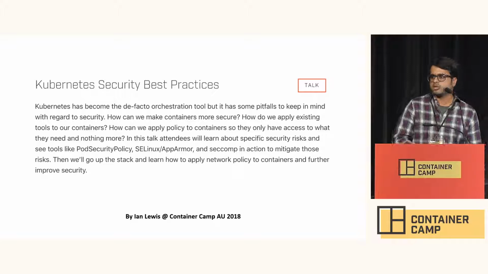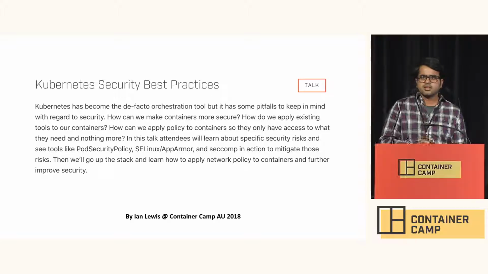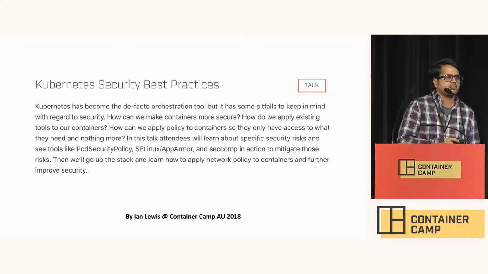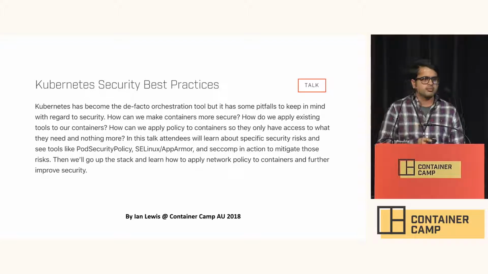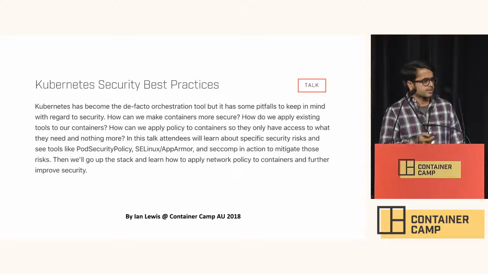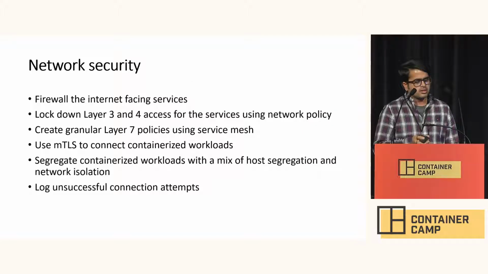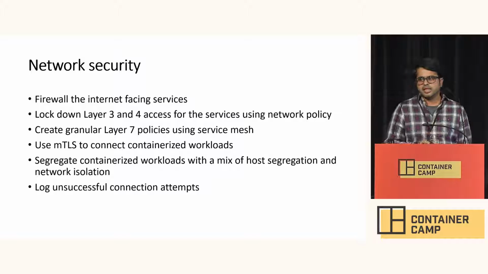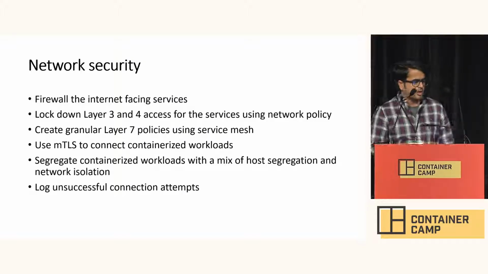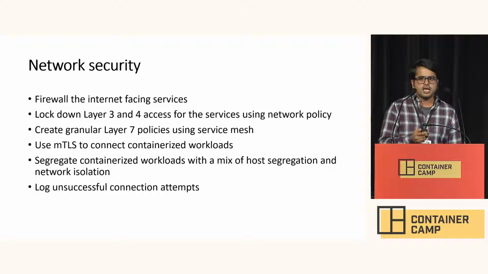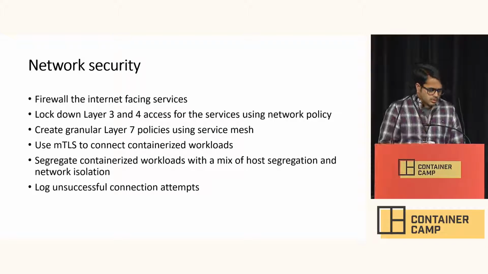Even though this talk is about Kubernetes security best practices, some of the network security practices that were mentioned here are really interesting, and they help me a lot to improve network security. So some of the practices that were mentioned are firewall the internet-facing services, locking down layer 3 and layer 4 policies using network policy, and creating a granular layer 7 policy using service mesh. Use mutual TLS authentication if you want to connect different containerized workloads, and logging, which helps us with forensics again.